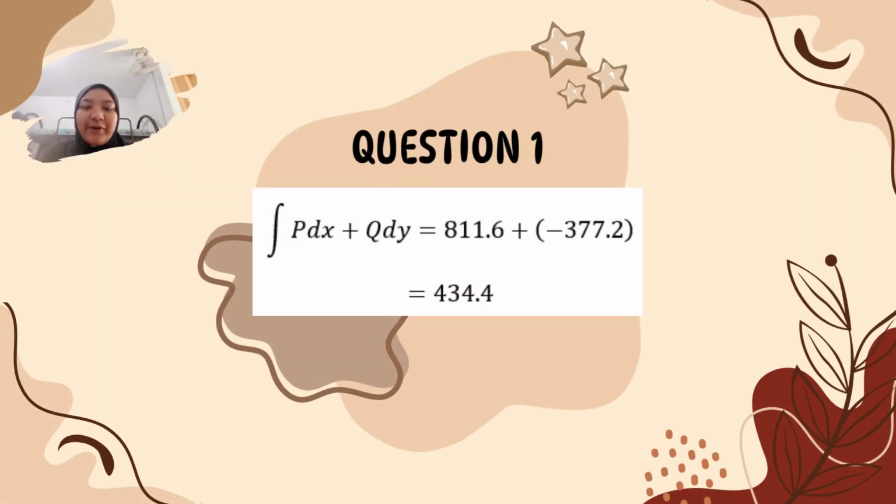Finally, we add the results from both curves. The first curve gives 811.6 and the second curve gives −377.2. Therefore, 811.6 plus −377.2 equals 434.4. This matches the value obtained from the double integral on the right-hand side. Since both integrals are equal, we have successfully verified Green's theorem for this vector field.